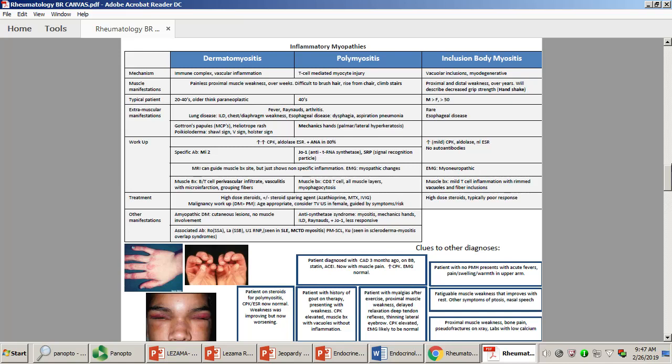So for both of these, your CPK is going to be fairly elevated. That's going to be your number one test. Aldolase is kind of old school testing. That's not going to be that specific for it. And then you can have ANA being positive in up to 80% for both dermatomyositis and polymyositis.